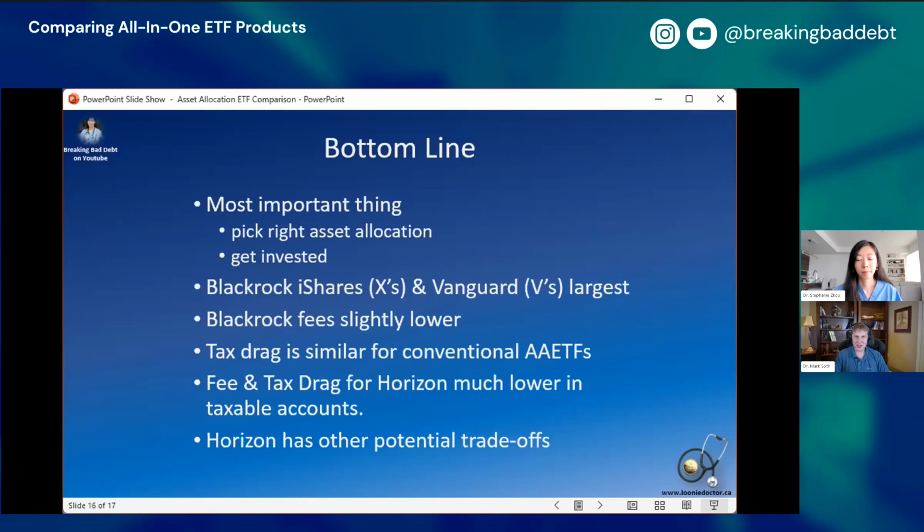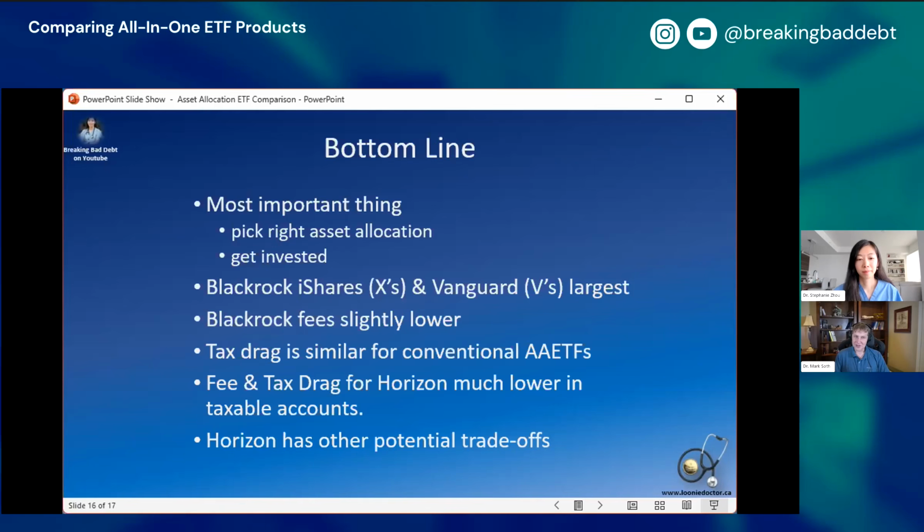The Blackrock iShares and the Vanguard ones, which are the X's and the V's, those are the largest ETFs, but I also would say that the other companies are large and invested in what they're doing too. The Blackrock fees are slightly lower than the Vanguard fees, but it's a small difference. The tax drag amongst all the conventional asset allocation ETFs are very, very similar to each other. I wouldn't make a big difference between them.